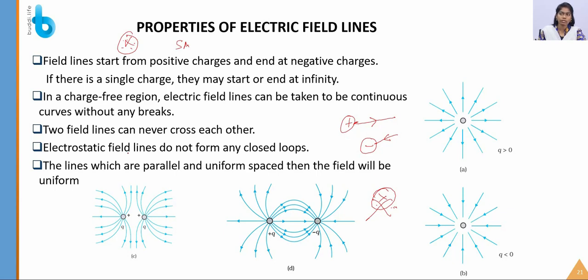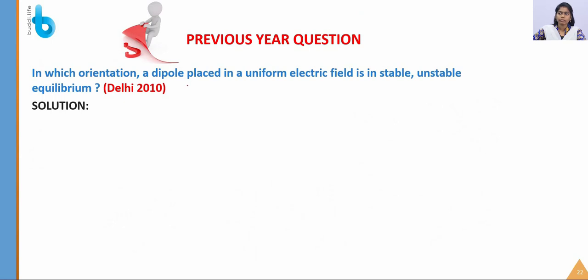Yes, it is not possible, and the electrostatic field lines do not form any closed loops. And the lines which are parallel and uniformly spaced, then the field is uniform. When the lines are parallel and uniformly spaced, that is said to be a uniform field.